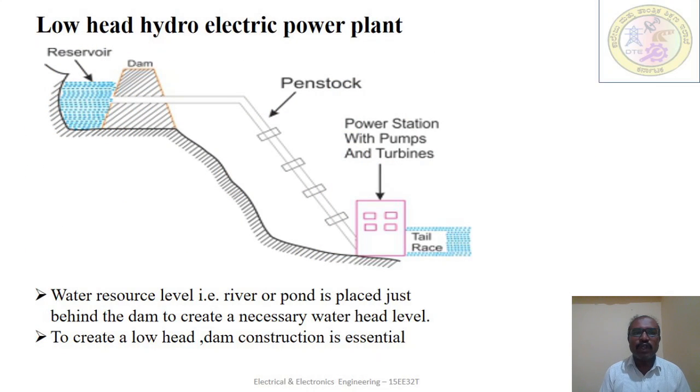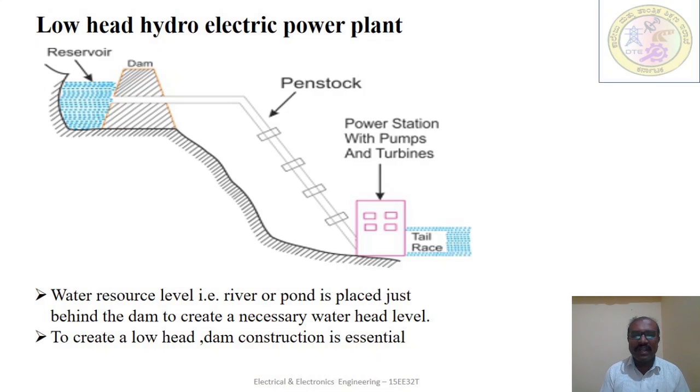Next, we look at the low head hydroelectric power plant. The above figure shows the low head hydroelectric power plant. That means the head should be below 30 meters. To create a low head, dam construction is very essential in these types of plants. The water resource, that is a river or pond, is placed just behind the dam to create the necessary water head level. Water is led to the turbine through the penstock.